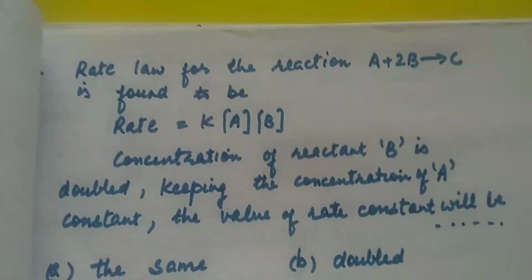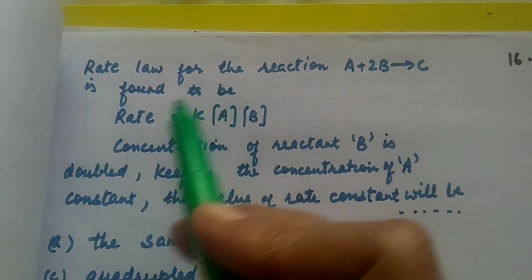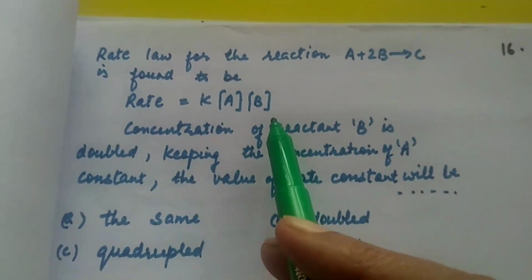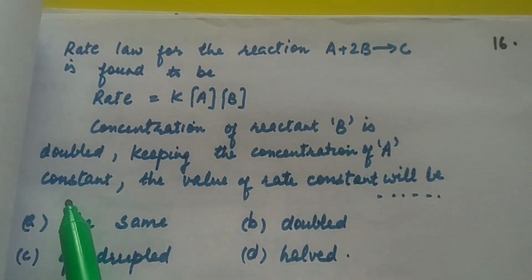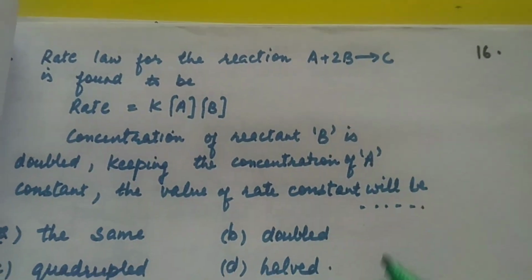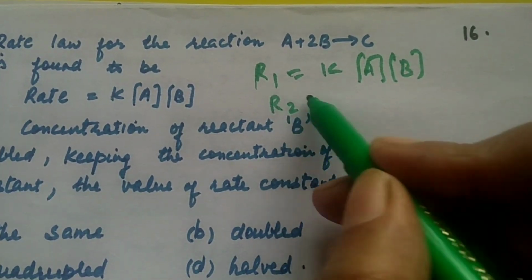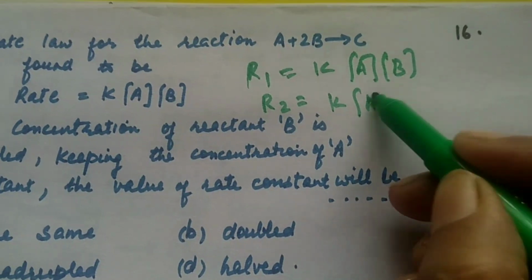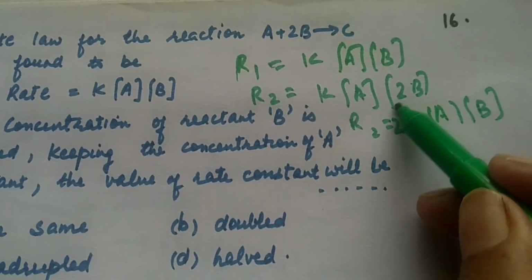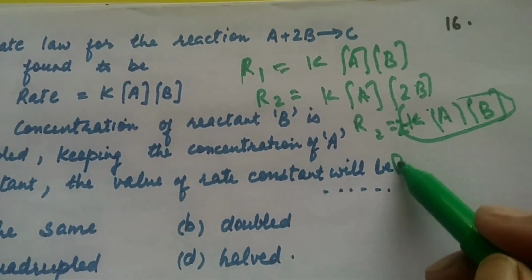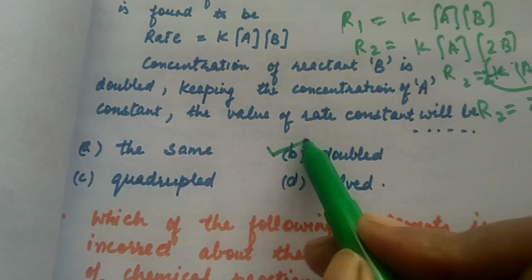Next, the rate law for the reaction A plus 2B gives 2C is found to be rate is equal to K concentration of A into concentration of B. The concentration of reactant B is doubled, keeping the concentration of A constant. What will be the value of the rate constant? In the second case we have doubled B, so rate 2 will be K into A into 2B, that is into 2. But KAB is rate 1, so R2 is equal to double rate 1. So the answer should be doubled.